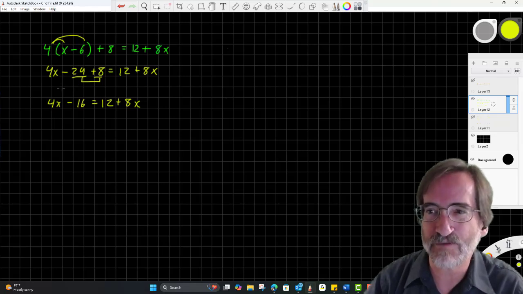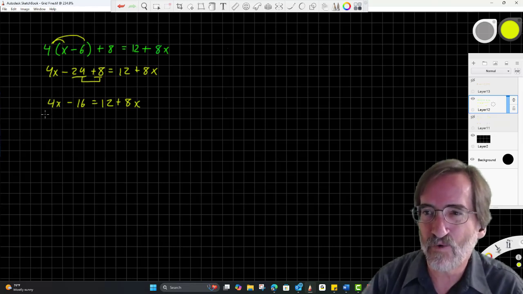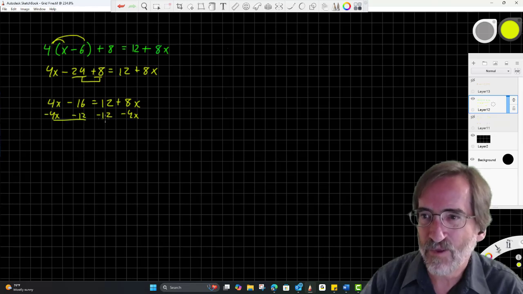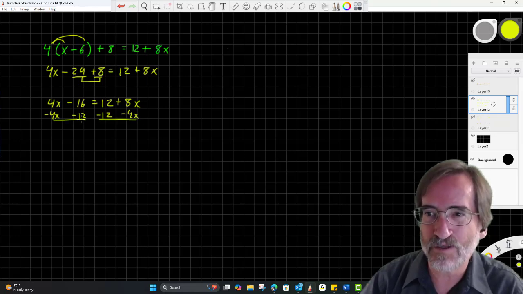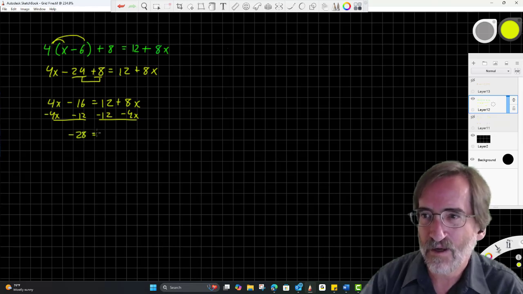Okay. And when I see a problem like this with x on both sides of the equation, I like to ask myself which is smaller. The smaller one is 4x, so I'm going to deduct or take away 4x from both sides. And I'm going to subtract 12 from both sides. Notice keeping balance, it's doing the same thing to both sides. 4x minus 4x is nothing. Negative 16 and negative 12 is negative 28. Negative 12 and 12 is 0.